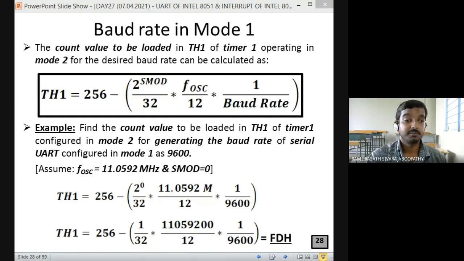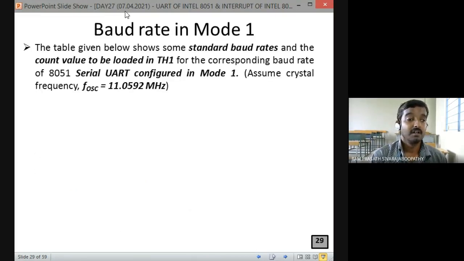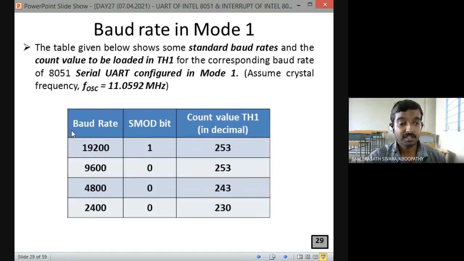Okay. Now the table given below shows some standard baud rates and the count value to be loaded in TH1 for the corresponding baud rate of 8051 serial UART configured in mode 1, assuming crystal frequency 11.0592 MHz. If you observe carefully, with SMOD bit 1, for baud rate 19200 you just need to put 253. Which case did we just do? The second case: 9600 baud rate, SMOD bit 0, count 253. Fine. So this is the way you have to calculate the count value.